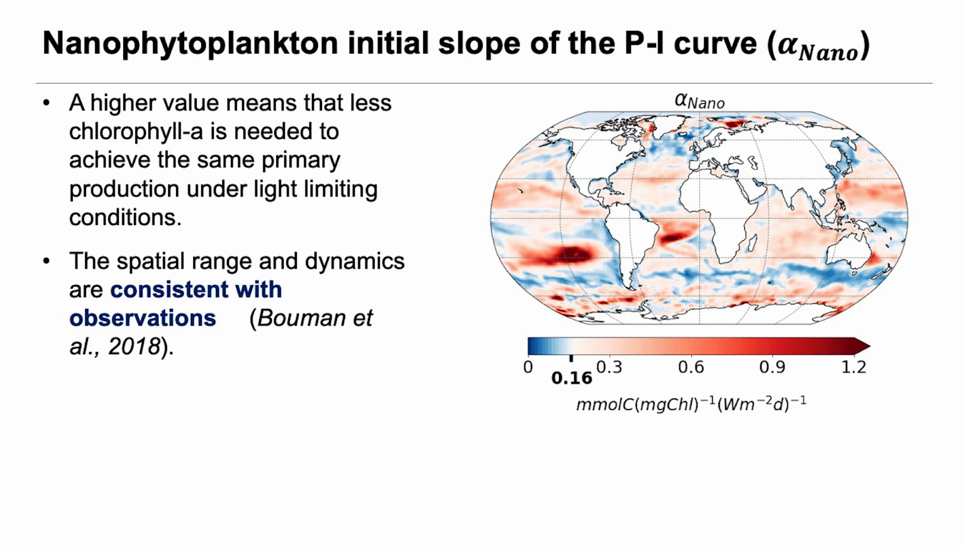So here we see one of the parameters we estimated, the spatially varying value of the phytoplankton initial slope of the photosynthesis irradiance curve. The bold value shows the initial value we had, and we can see that the value is very spatially variable, and we have checked with the available observation. The estimated values are more or less consistent with the observation, and we ran the model with all the estimated parameters.